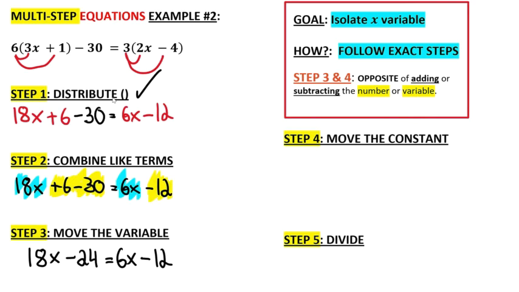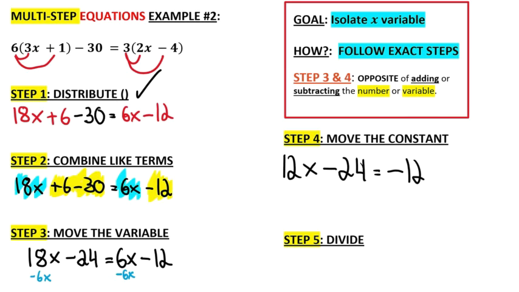Moving the variable. Recall that the variable is always the letter. If we subtract 6x on both sides of the equation, you will see that we have now eliminated 6x, the x variable, on one side of the equation. So now we have 12x minus 24 equal to negative 12, because we canceled by moving the variable to the other side.